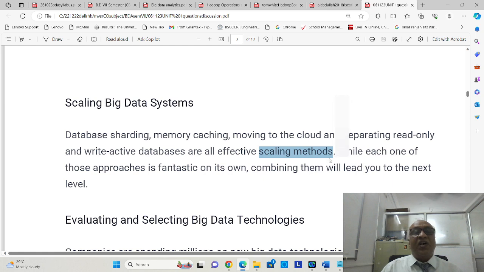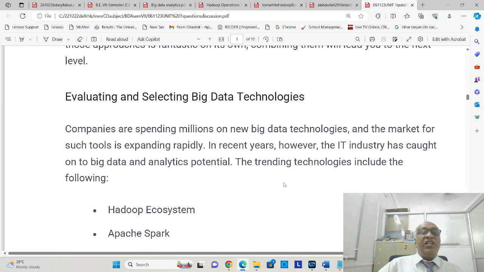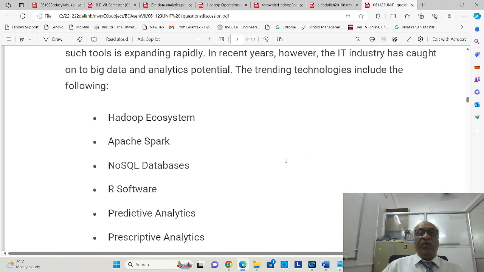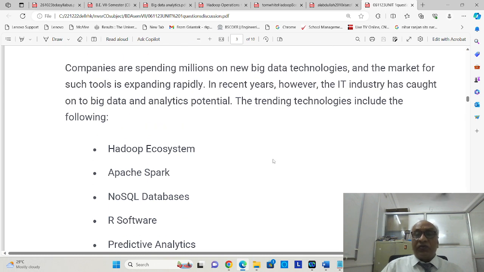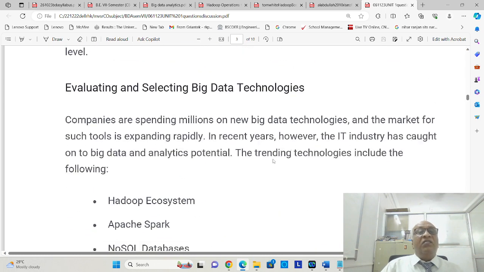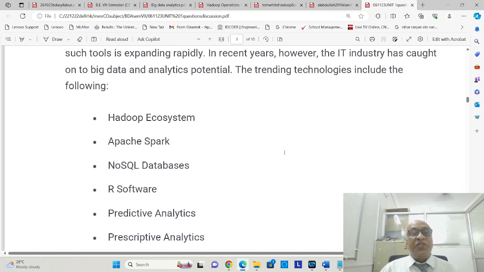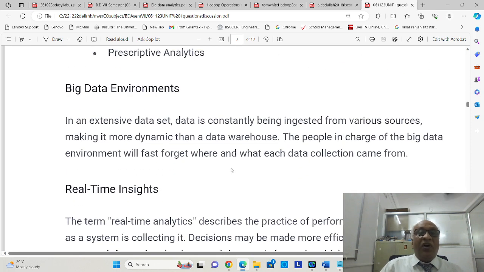The scaling methods are mentioned like sharding or caching or moving to cloud or separating read-only and write-active databases. But combining all these scaling mechanisms also is a big challenge. The next challenge of handling big data is evaluating and selecting big data technologies. I have many technologies in hand. So I may be having Hadoop or Apache Spark or R or Predictor. So I need to select the appropriate choice, which becomes a challenge. The next is the environment of big data.